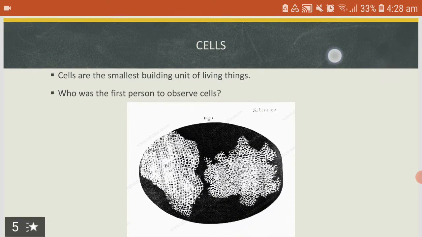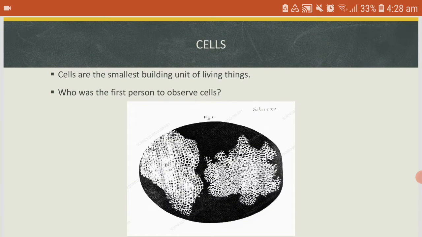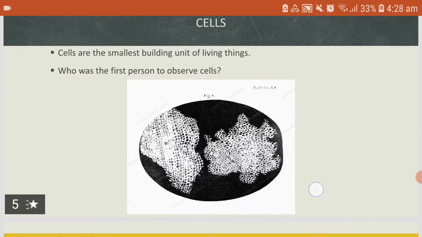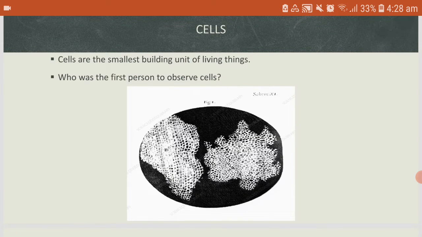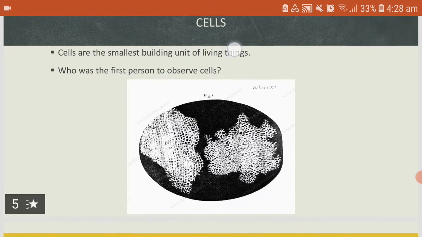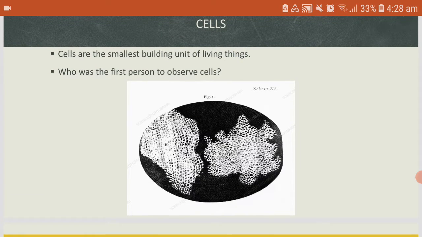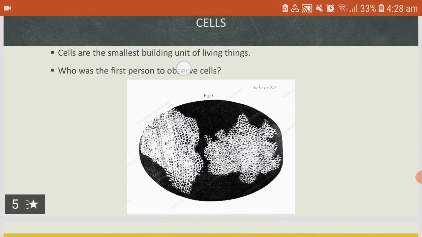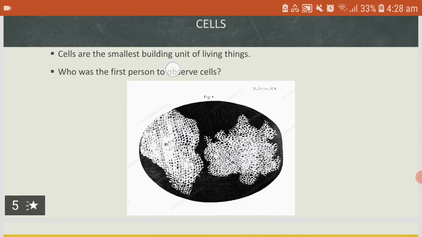Allah subhanahu wa ta'ala has made everything in this world, including our body, very organized. And we are going to start learning from the very basic level of organization in our body, that is the cells. All the living things on this planet are made up of cells. Cells are the smallest building unit of all living things.